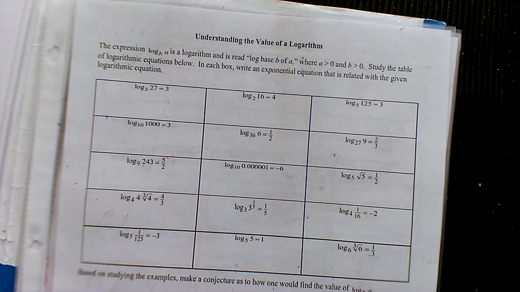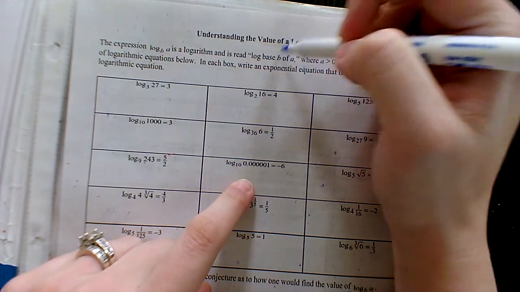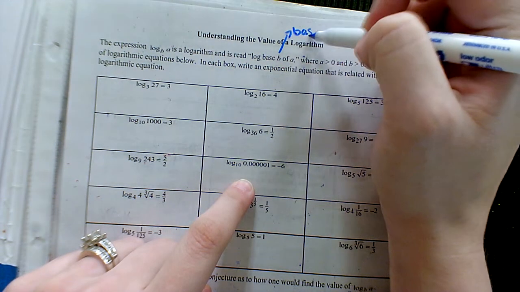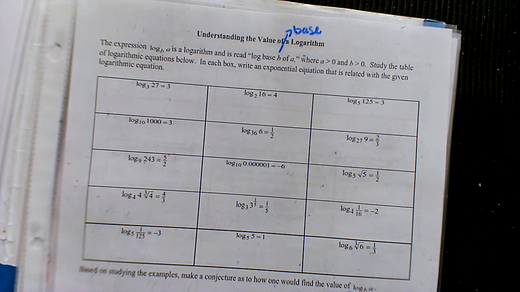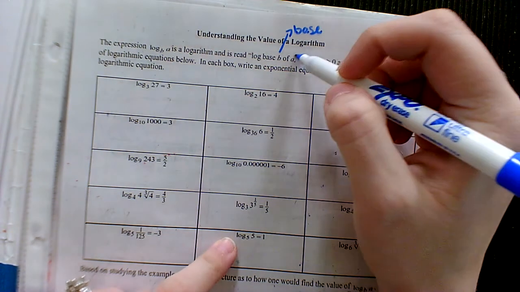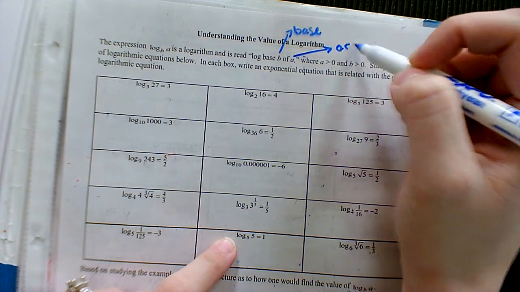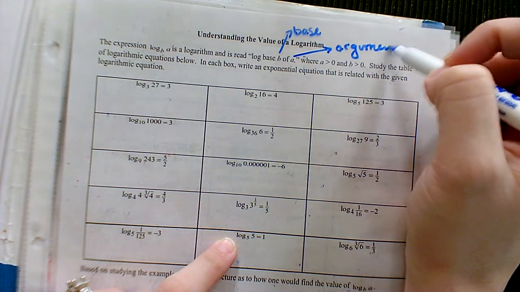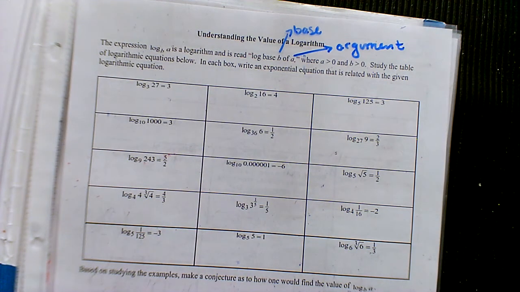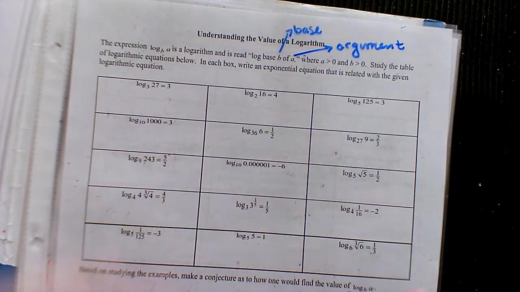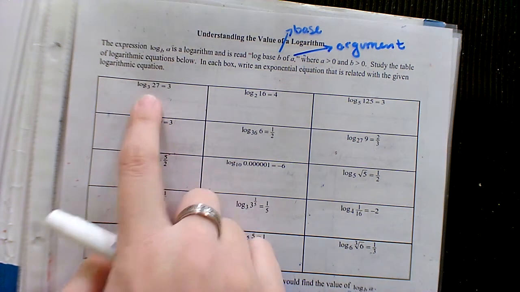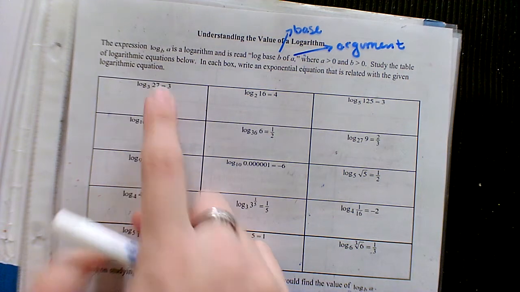Just to label what the b means and what the a means, the b represents a base, just like how we had a base for exponential functions. But the a is actually referred to as the argument. Not like it's always trying to pick a fight with you or something, okay, but it's just referred to as the argument. So we're going to take a look at how these logarithms work, or how these numbers are related to each other.